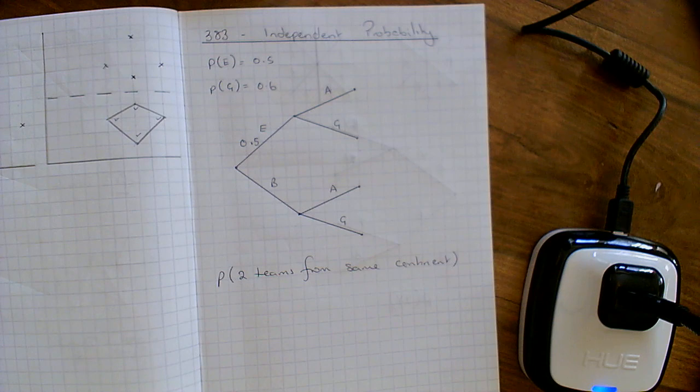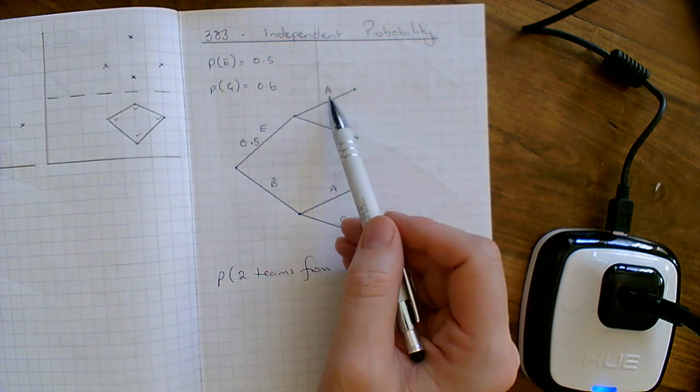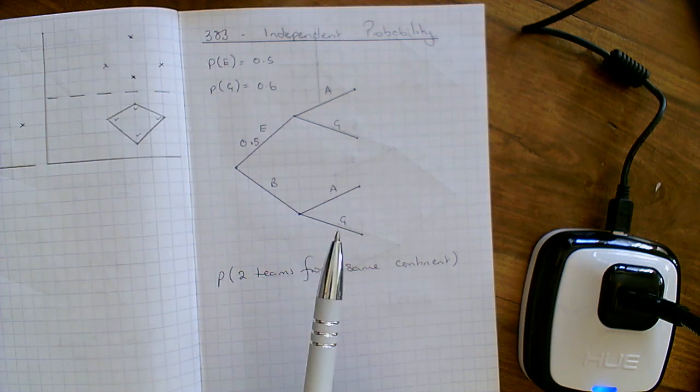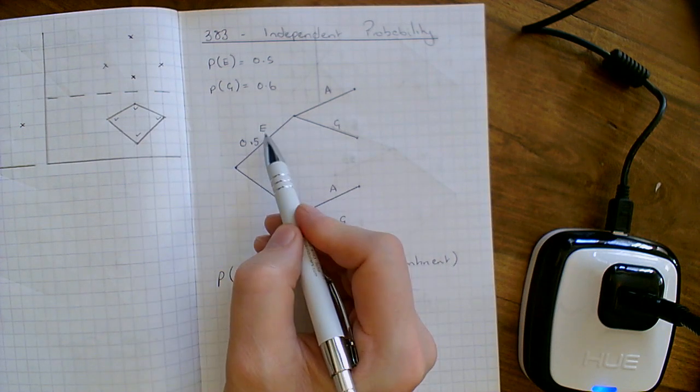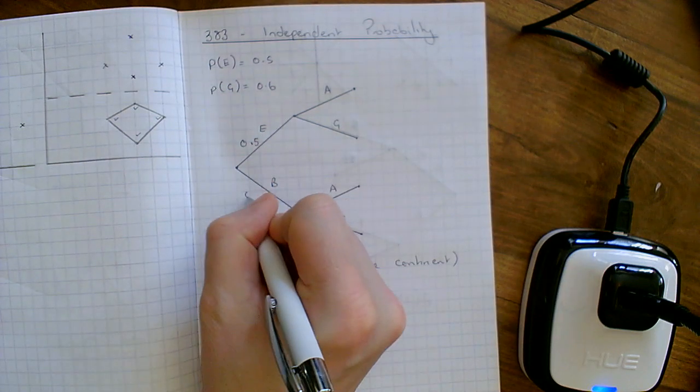Okay, so this is about a World Cup and the probability of England getting to a final versus Brazil, and then Argentina versus Germany. We're told the probability of England winning is 0.5. Probabilities tend to be out of 1, so if the probability of England is 0.5, the probability of Brazil must also be 0.5.